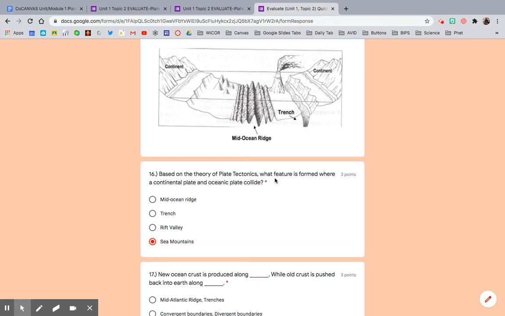So you need to think. If continental plate is continental grandma or Billie Eilish, and then think oceanic plate, grandma or Billie Eilish, and then which one's more dense? What's going to happen when they collide? Are they going to form mountains? Are they going to form a rift valley, which is like a big old hole in the ground? Are they going to form a trench? Or are they going to form the mid-ocean ridge?